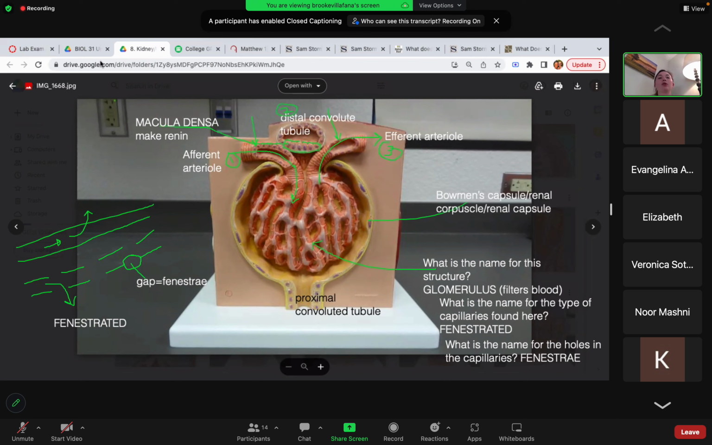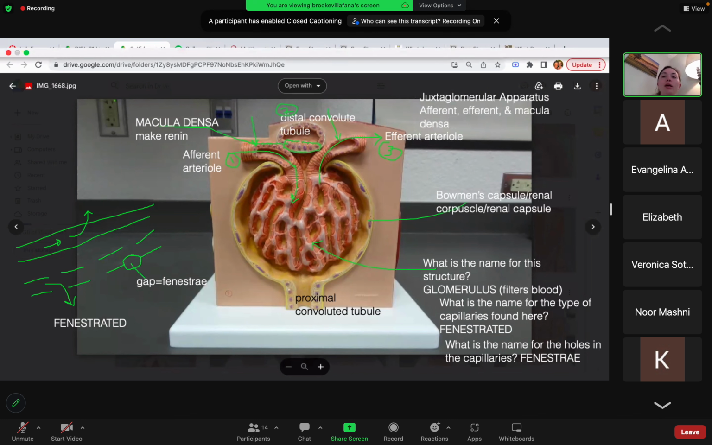are the juxtaglomerular apparatus. On the test in the past, when we've asked this question, we put a sticker with a number 1, a sticker with a number 2, and a sticker with a number 3. And then the question says, what is the name for 1, 2, and 3 together? So again, afferent, efferent, and macula densa together are called the juxtaglomerular apparatus. So on the test, that would be labeled as 1, 2, and 3.